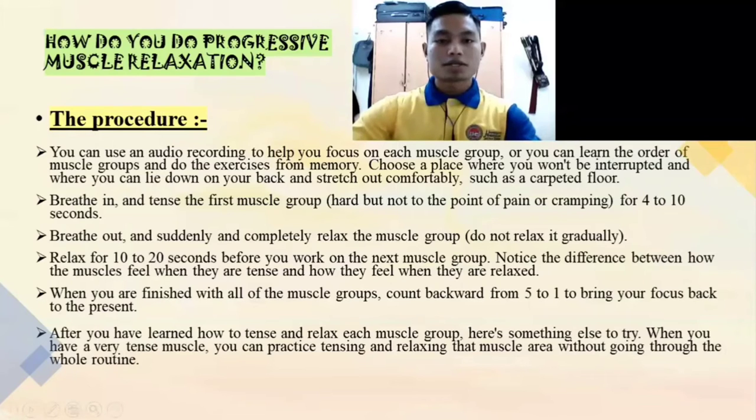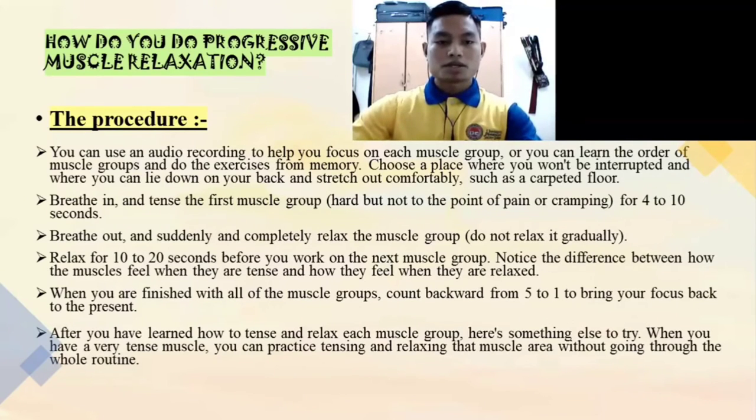How do you do progressive muscle relaxation? There are 6 procedures. The first procedure, you can use an audio recording to help you focus on each muscle group, or you can learn the order of muscle groups and do the exercises from memory. Choose a place where you won't be interrupted and where you can lie down on your back and stretch out comfortably, such as a carpeted floor.